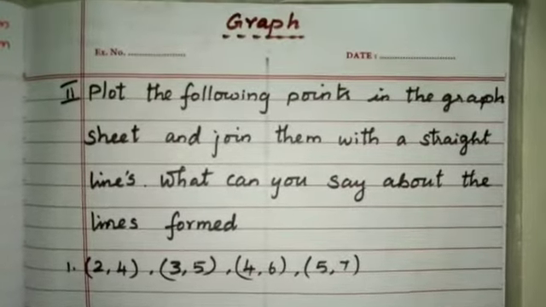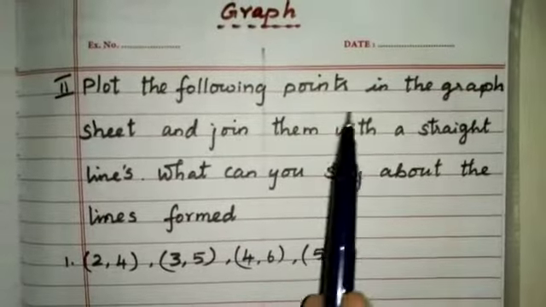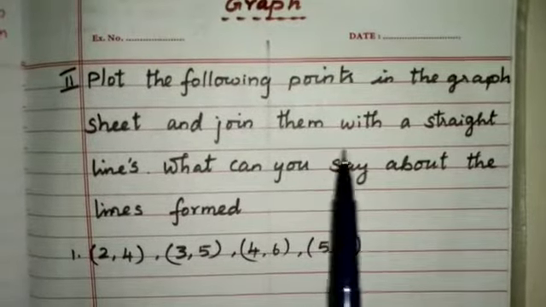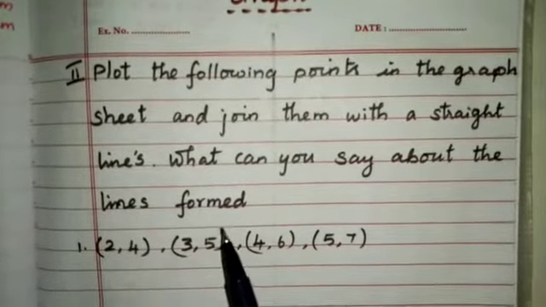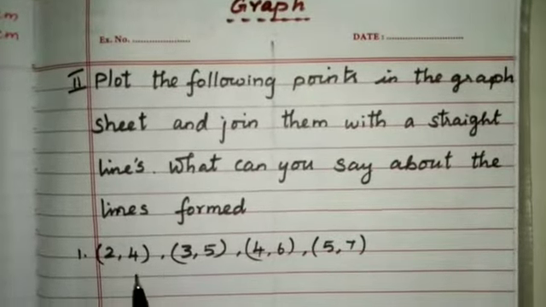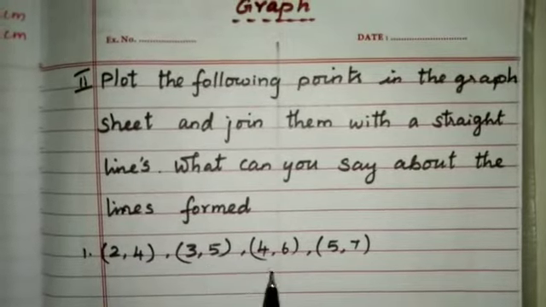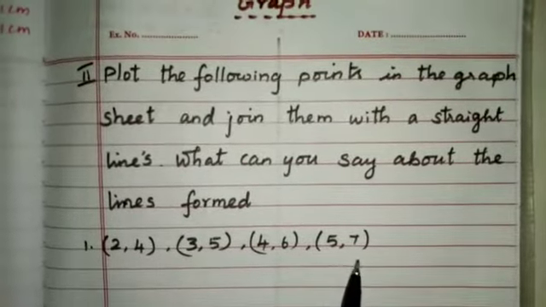Let us go for a new sum. Plot the following points on the graph sheet and join them with straight lines. What can you say about the lines formed? First question is (2, 4), (3, 5), (4, 6) and (5, 7).